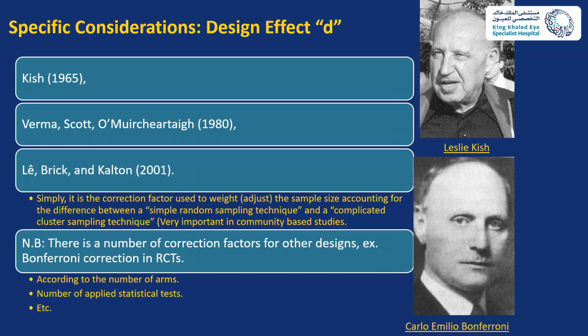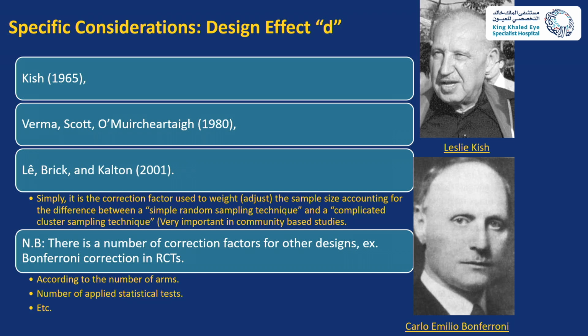They ask them to put the D. So the D is the Kish effect, which adjusts between random sample and utilization of other types of sample to make it equal to simple random sampling in terms of achieving the required sample size.